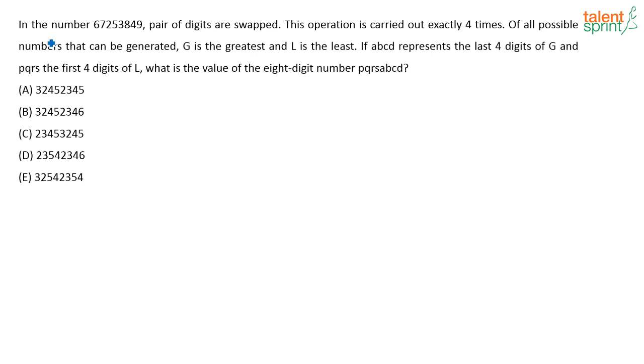What is given here? In the number 67253849, pairs of digits are swapped. Okay, so what are we doing? In each step we are swapping any two digits. Let's say if I am swapping 6 and 9, then 9 will come here, 6 will come here. I am doing this, and this operation is carried out exactly 4 times. Of all the possible numbers that can be generated, G is the greatest and L is the least. If ABCD represents the last 4 digits of G and PQRS the first 4 digits of L, what is the value of the 8-digit number PQRS ABCD?